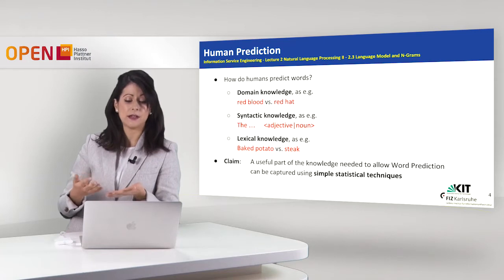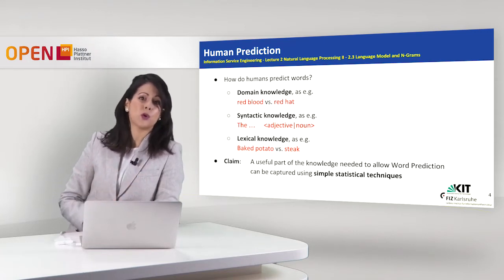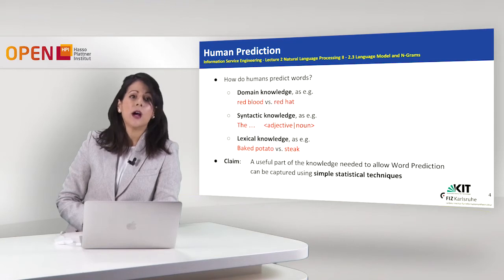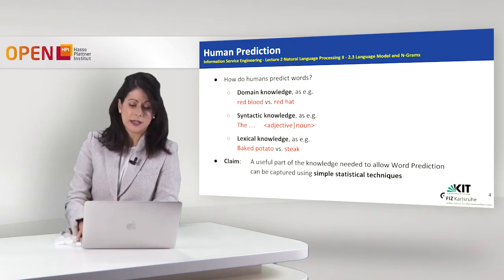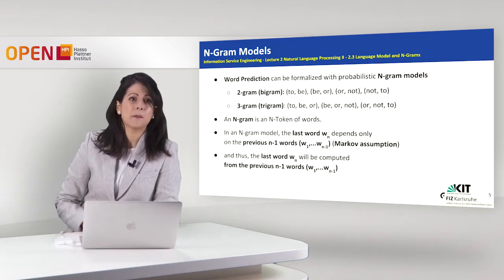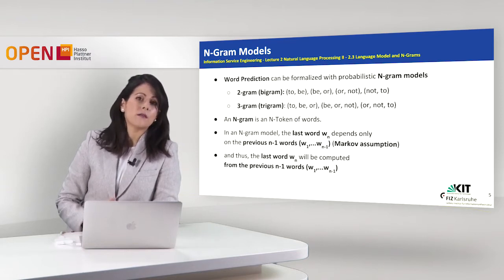So the claim here is that there is a useful part of knowledge which is needed to allow for word prediction. And this specific part of knowledge can be captured using simple statistical techniques. And here come the n-gram models. So word prediction can be formalized with probabilistic models, which are called n-gram models. These models let us predict a word or compute the probability that a word follows a sentence, taking into account the words of the sentence.